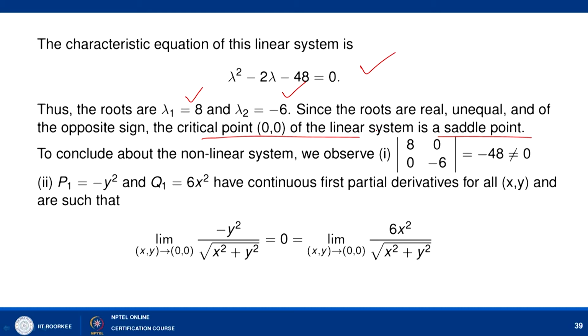Now, to conclude about the nonlinear system, we observe that the determinant is non-zero and P1 equal to minus y square and Q1 equal to 6x square have continuous first order partial derivatives for all (x,y), and such that limit (x,y) tending to (0,0) of minus y square upon under root x square plus y square equal to 0, and limit (x,y) tending to (0,0) of 6x square upon under root x square plus y square is equal to 0. So, it satisfies all the conditions of the previous result.